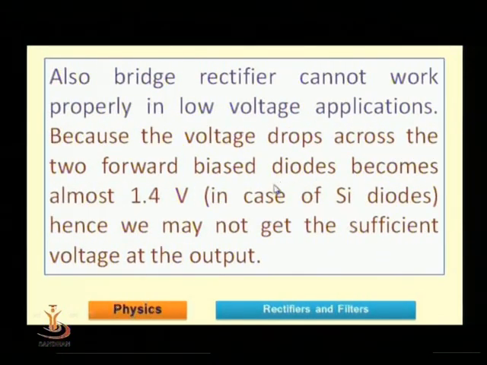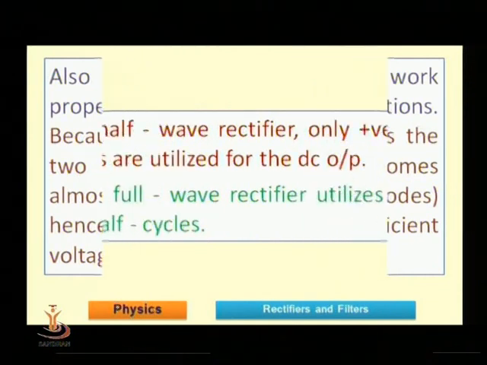The bridge rectifier cannot work properly in low voltage applications because the voltage drop across the two forward biased diodes becomes almost 1.4 volts in the case of silicon diodes, and hence we may not get sufficient voltage at the output.